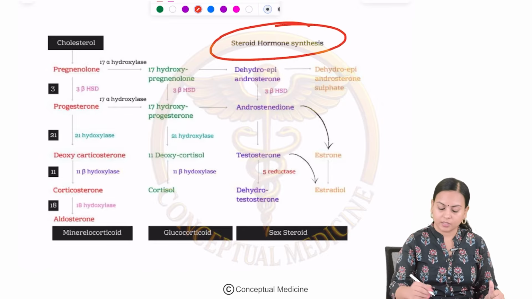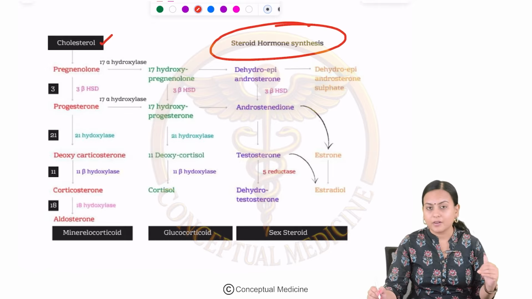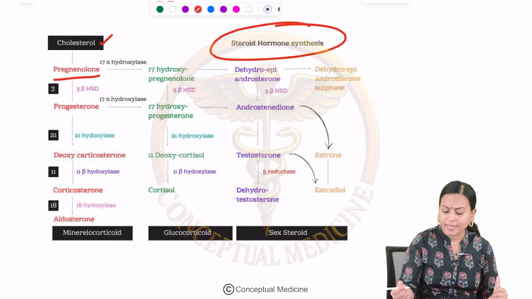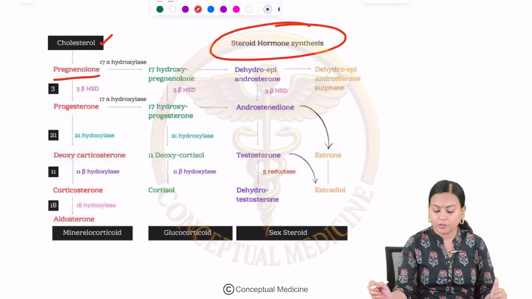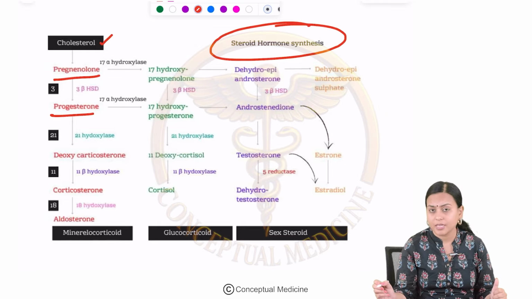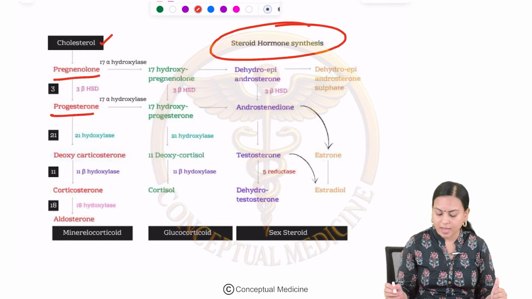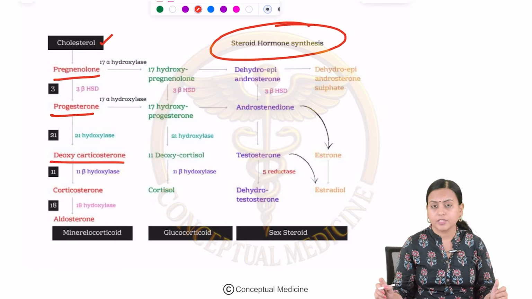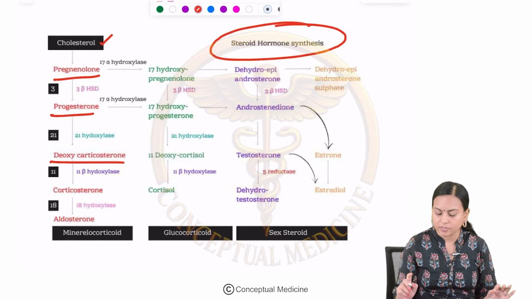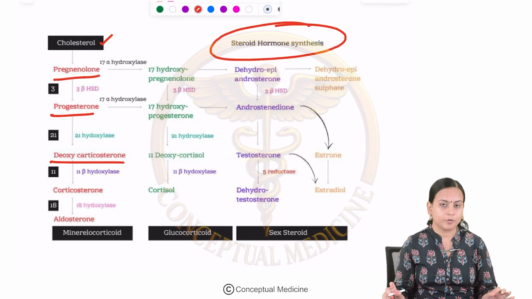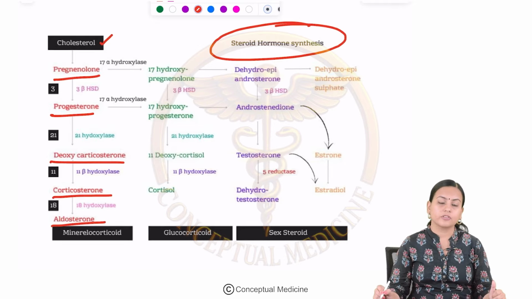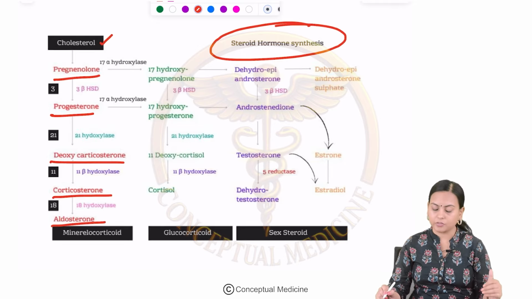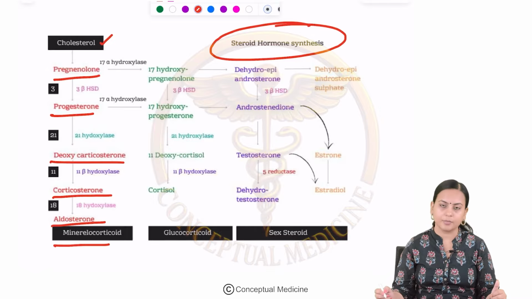So, it all starts with cholesterol, which is converted into pregnenolone, and that is converted into progesterone by the enzyme 3-beta hydroxysteroid dehydrogenase, and then by 21-alpha hydroxylase into deoxycorticosterone, which is acted upon by 11-beta hydroxylase to corticosterone, and corticosterone is acted upon by 18-hydroxylase to convert into aldosterone, okay, and we get the mineralocorticoid.